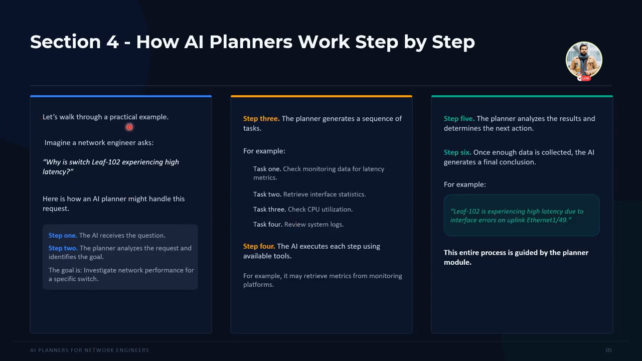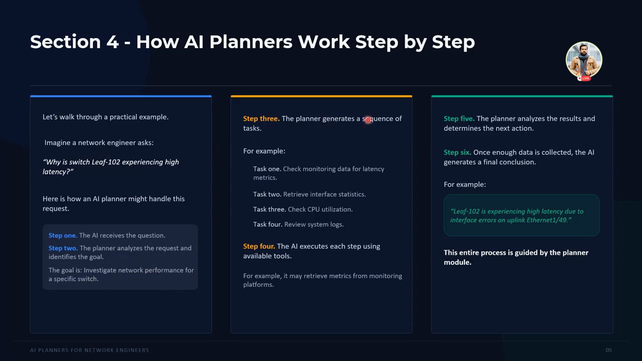Let me walk you through a real practical example so you can see how this actually works step by step. Yes, please, let's go through it. So imagine a network engineer types this question. Why is switch leaf 102 experiencing high latency? Here is what happens. Step 1. The AI receives the question. Step 2. The planner analyzes it and identifies the goal. Investigate network performance for leaf 102.